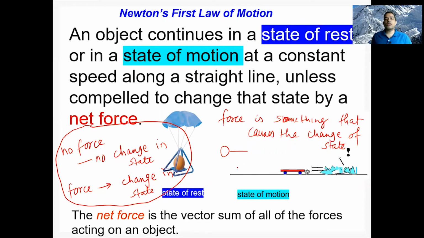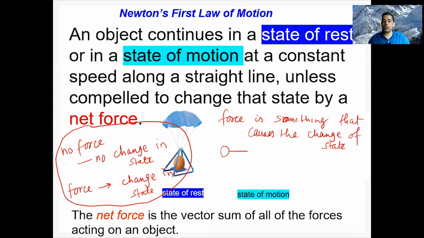So in that sense, Newton's first law of motion gives the qualitative definition of force. It does not give me how much force is there, but it tells me there is force because there is change of state. When there is change of state, it means there is force. How much? We don't know. That's why we say Newton's first law of motion gives you the qualitative definition of force, not the quantitative. You don't know how much, but you know it is there. That's the qualitative definition.